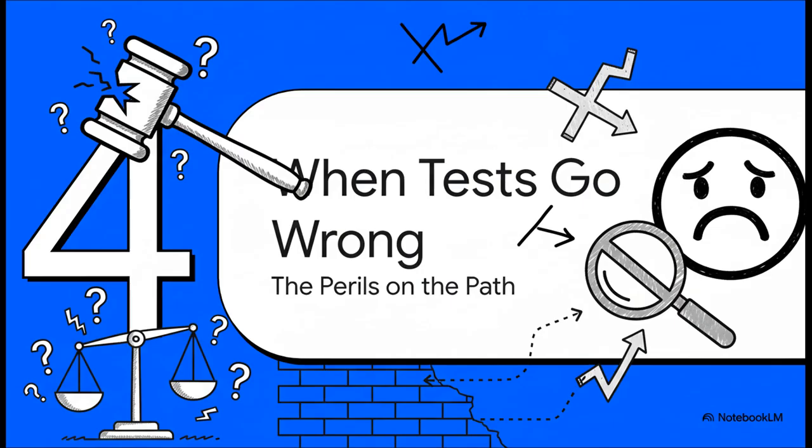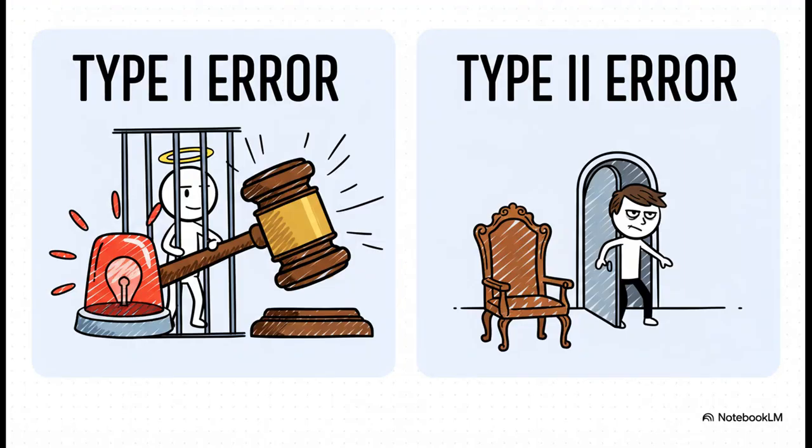But, and I'm sure you saw this coming, this whole process is not foolproof. Not at all. Just like in a real courtroom, sometimes the jury gets it wrong. And these incredibly powerful statistical tools can absolutely lead us to the wrong conclusion if we're not super careful. You know, there are basically two ways this can go wrong.